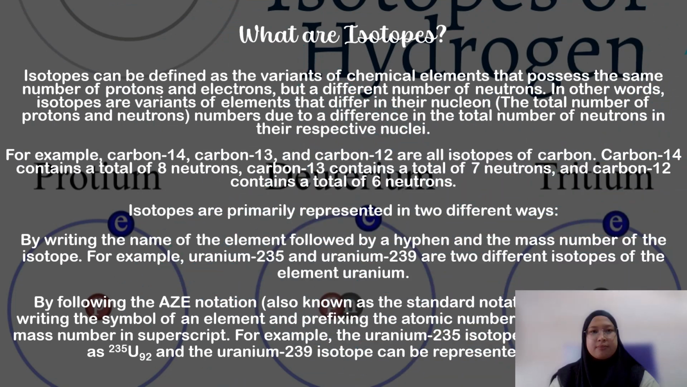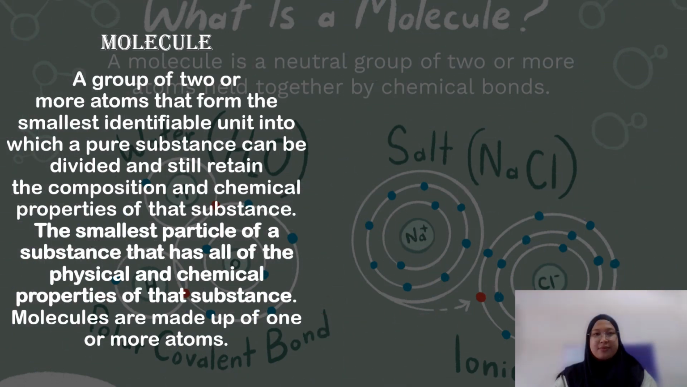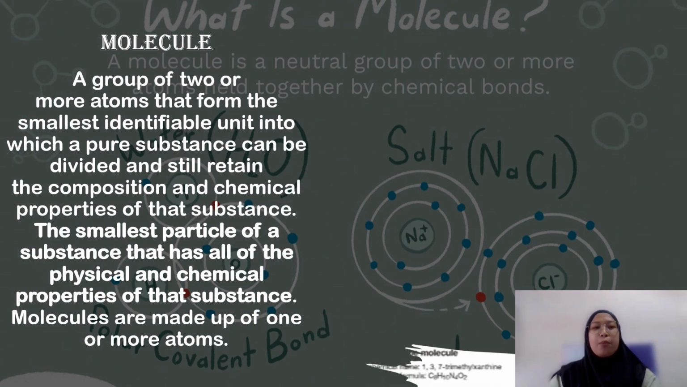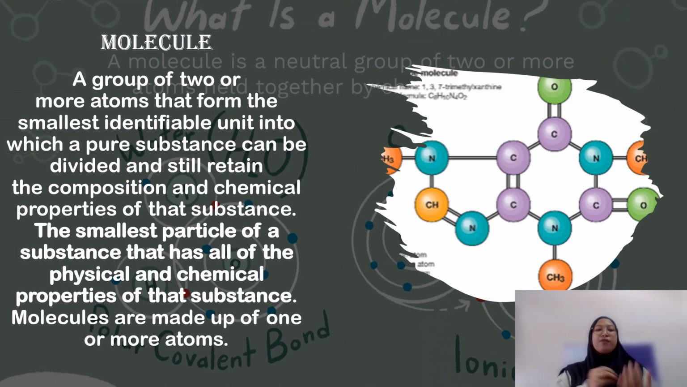What is isotope? Isotope can be defined as a variant of a chemical element that possesses the same number of protons and electrons, but a different number of neutrons. Next, what is molecule? A molecule is the smallest particle of a substance that has all the physical and chemical properties of the substance. Molecules are made of one or more atoms.